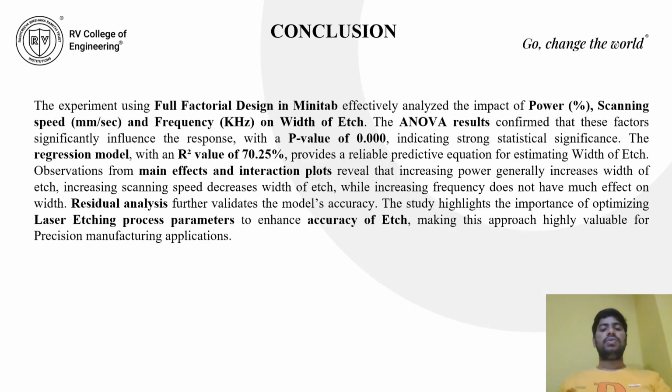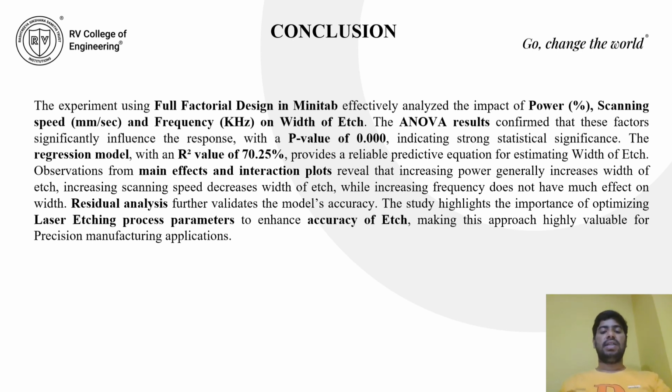Conclusion: the experiment used a full factorial design in Minitab and effectively analyzed the impact of power percentage, scanning speed in millimeter per second, and frequency in kilohertz on width of etch. The ANOVA results confirm that these factors significantly influence the response with a p-value of 0.00, indicating strong statistical significance. The regression model with an R-square value of 70.25% provides a reliable predictive equation for estimating width of etch.